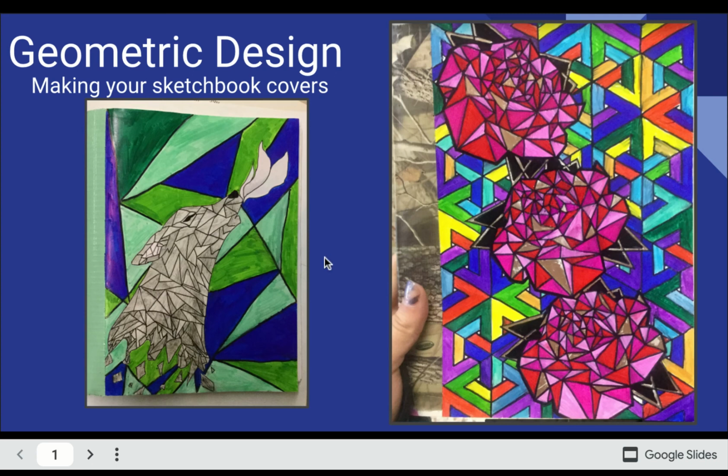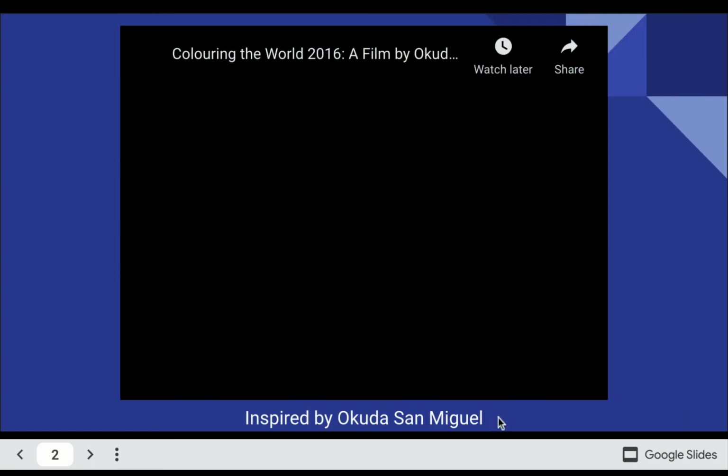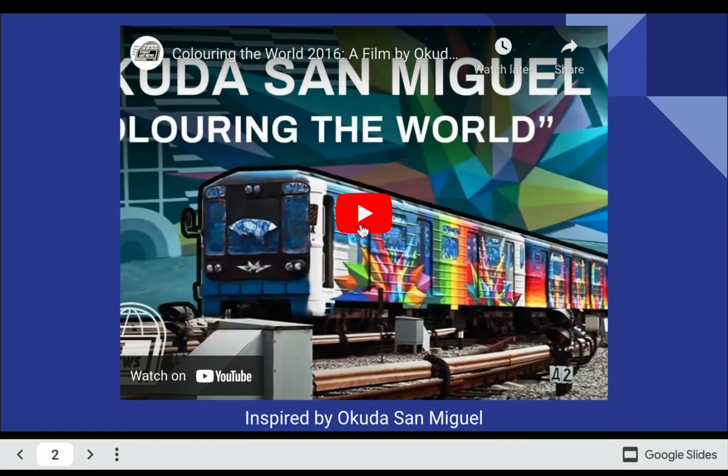I love both of these, obviously, that's why they're on here. And this will be done on your cover, like the final project, and all done with Sharpie work. Obviously, your plan needs to be drawn first. So let's look at Okuda San Miguel and see where this inspiration comes from.